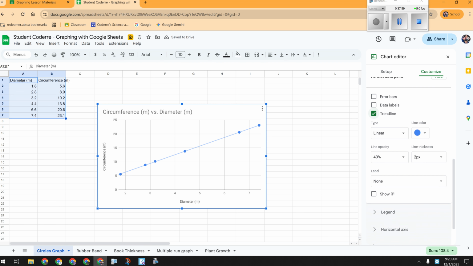And then on label, use equation. Now it only shows it to 1 decimal place, but so far so good. 3.1 is pretty much 3.14. So now I've got my graph. Everybody good with that? Okay.